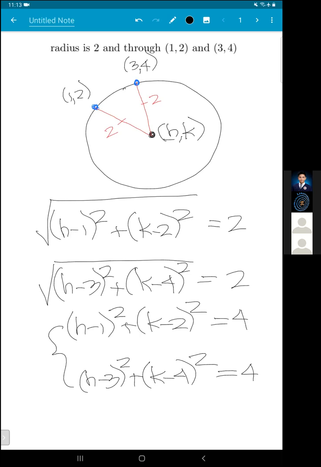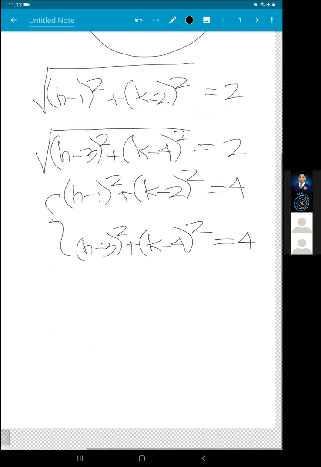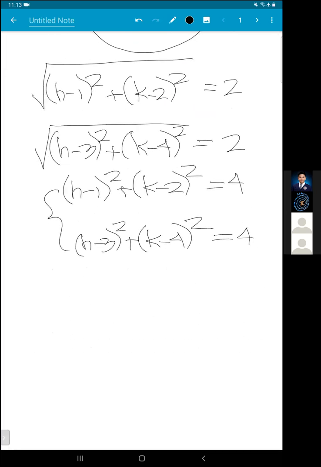So let's see. Now, for the method of elimination to work directly or immediately, there must be like expressions, but there's none here. If this were h minus 3 squared, that's what I mean. If this one is h minus 3 squared, it's okay. All we have to do is just subtract. But we do not have any like those. H minus 1. So what we can do is try to manipulate each equation.